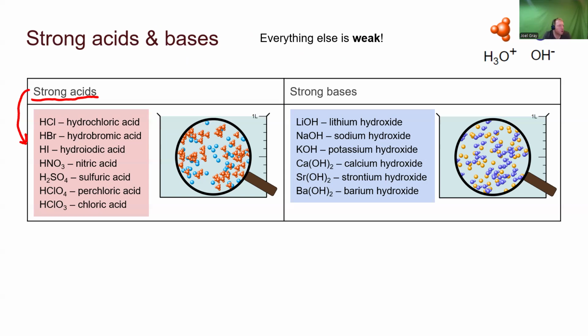But this is quantifiable. This is your list of strong acids. HCl, HBr, HI, HNO3, H2SO4, HClO4, HClO3. Then let me tell you this, acetic acid is also an acid. Is that a strong acid? Answer Y or N in the chat.